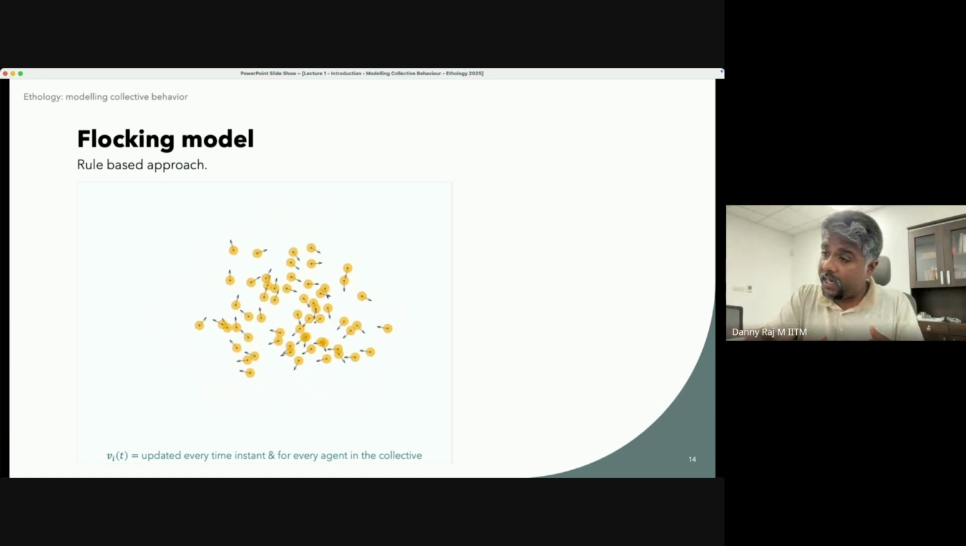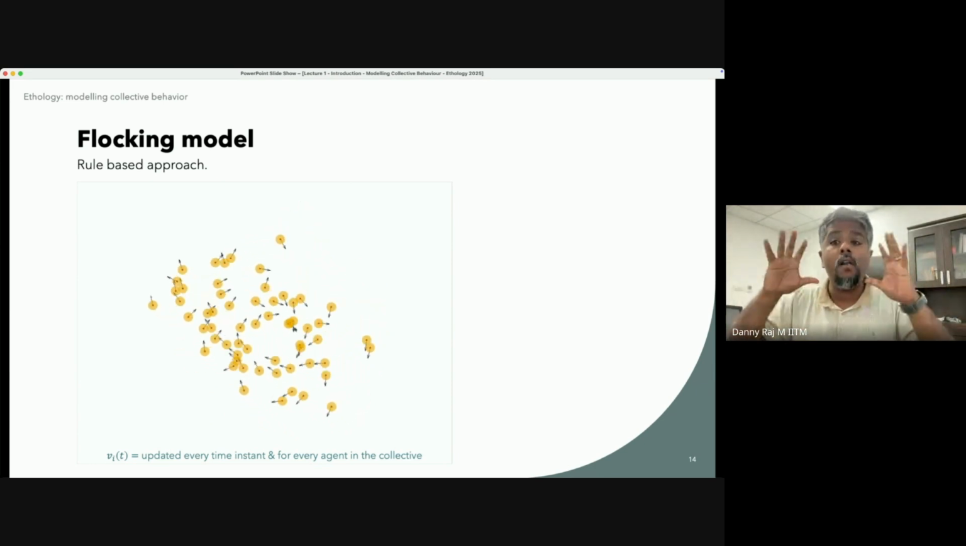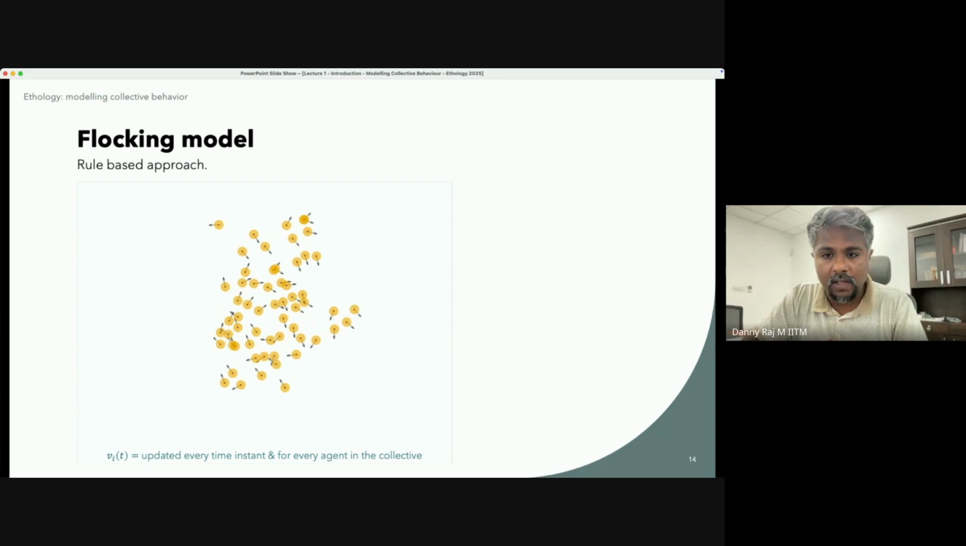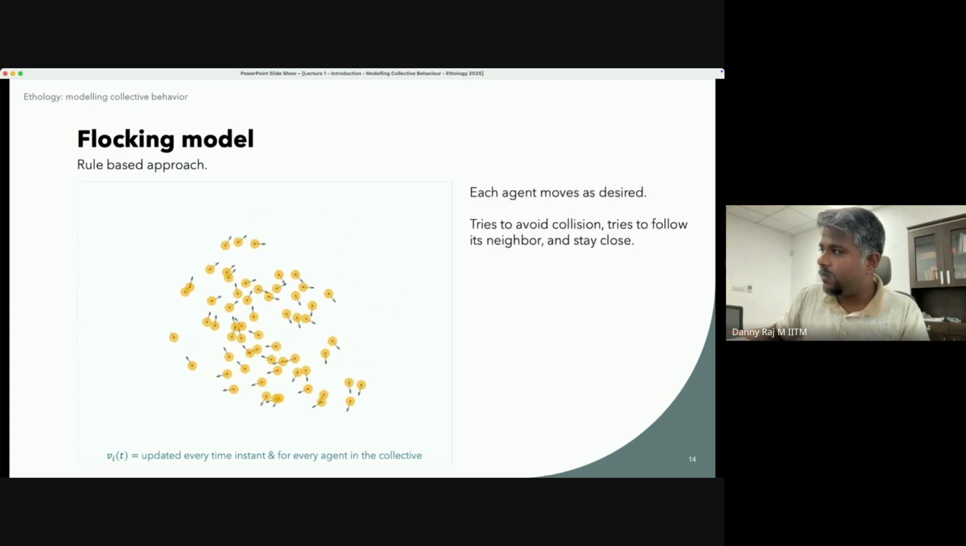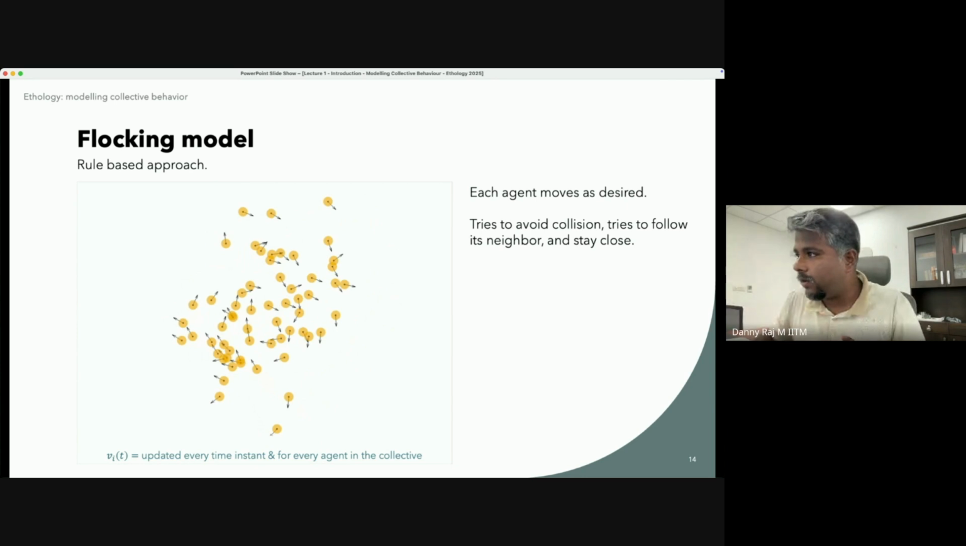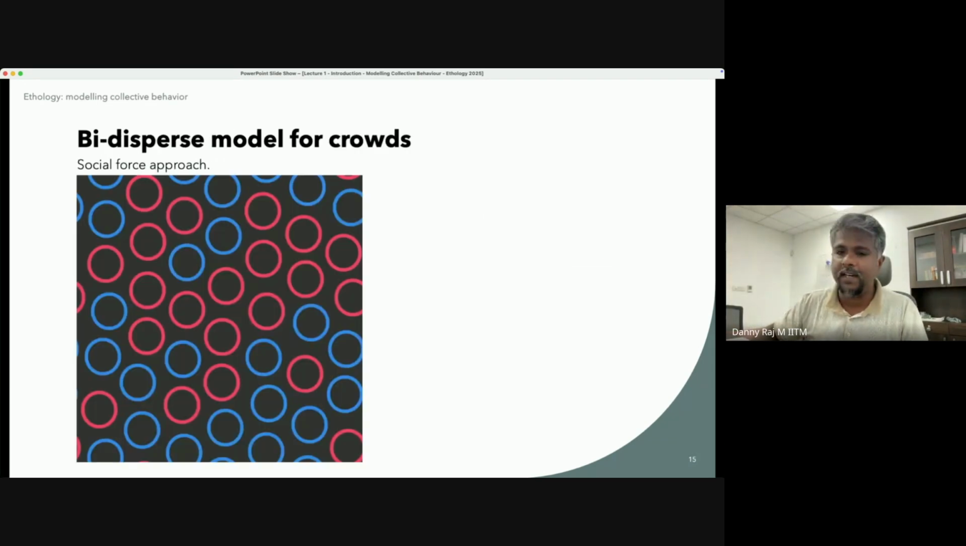And how does that change? That depends on the neighborhood, the domain, how it interacts, and all the assumptions that you take into the system. So here, each agent moves as desired. They are trying to avoid collision. They're trying to follow. They're trying to stay close. If you see, they were all going around and around each other, right? That was not pre-programmed. That emerges from the interactions. So how does something like that emerge? That is something we'll look at in great detail.